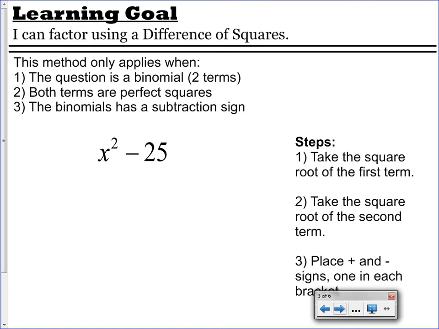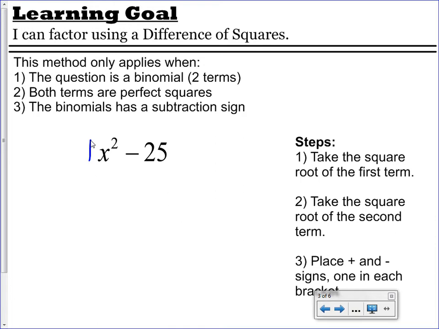And the squares, if I look here, 1 is a perfect square number. 25 is that perfect square number. So the difference of squares. Nick, everything all right? Okay. So it says here, the question has two terms. So right away, as soon as you have two terms, the second qualification, both terms are perfect squares, and the binomials have a subtraction sign. Now, it becomes very easy once you recognize this.